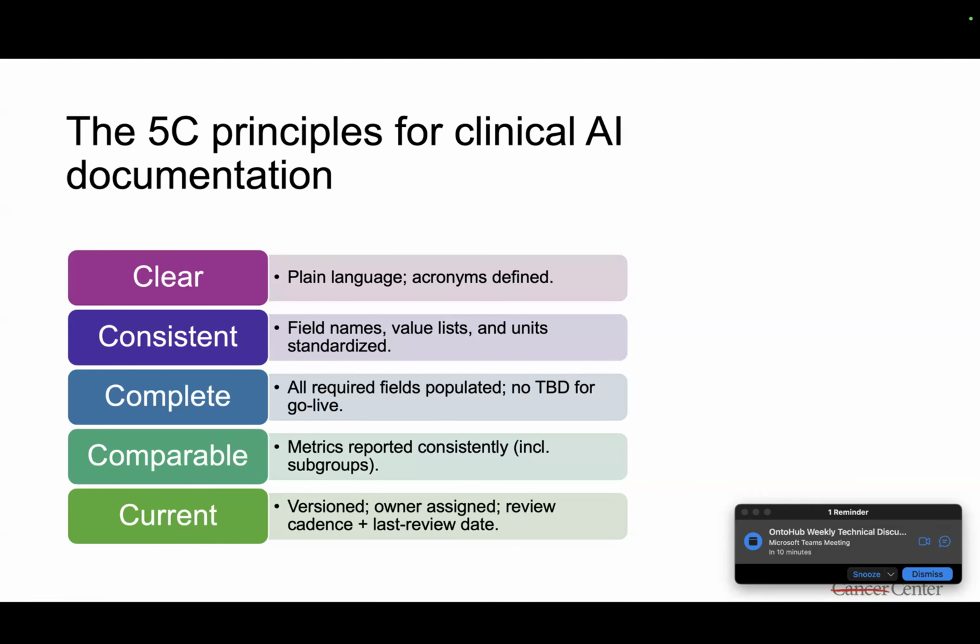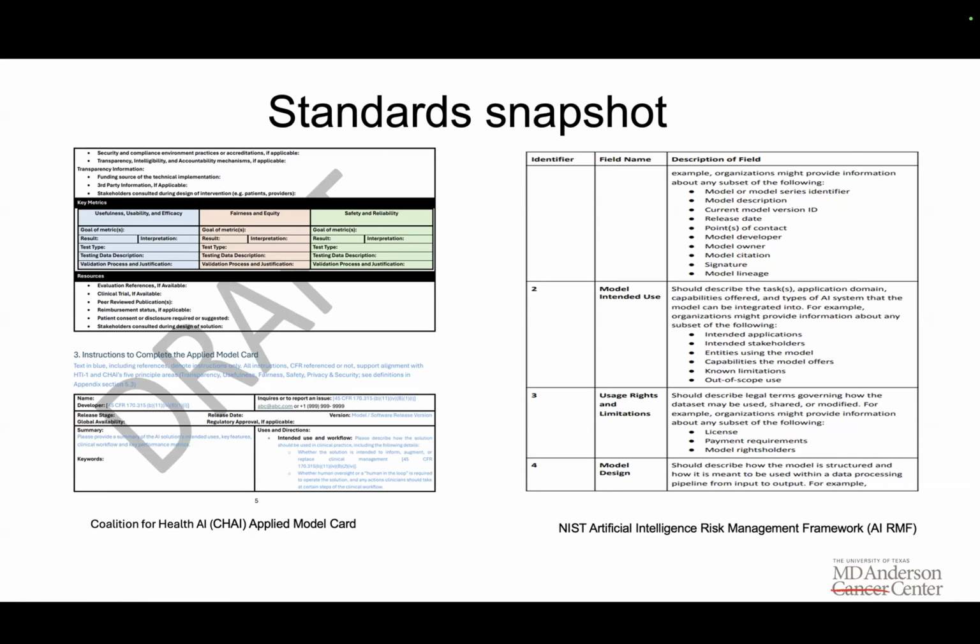There are standard model cards that have been developed. One is from the Coalition for Health AI, the CHAI model card, and the other one is the Artificial Intelligence Risk Management Framework from NIST. Looking at just these two standard field requirements, they are not the same. It's not easy to compare.